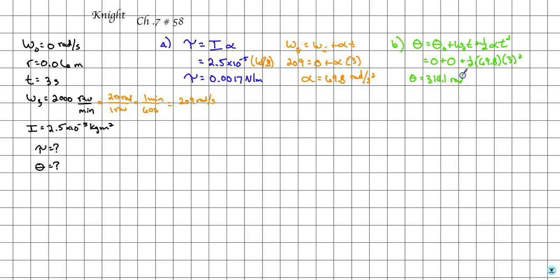And that tells us that we have 314.1 radians. But again, they want revolutions, so let's do that quick conversion. 1 revolution is equal to 2 pi radians. And then we come out with it. The disc goes around 50 revolutions in that 3-second time period. So that was problem number 58 of chapter 7.